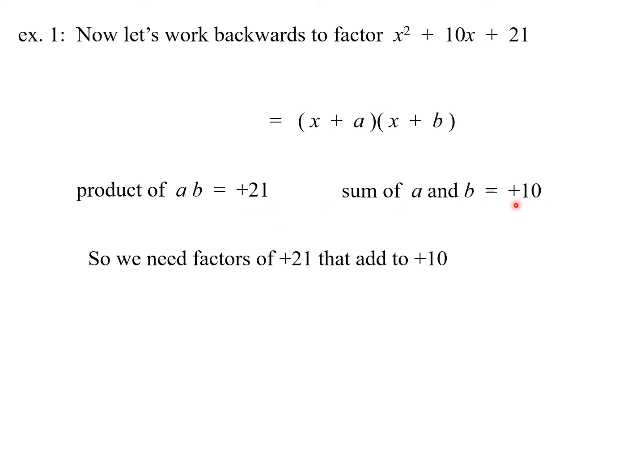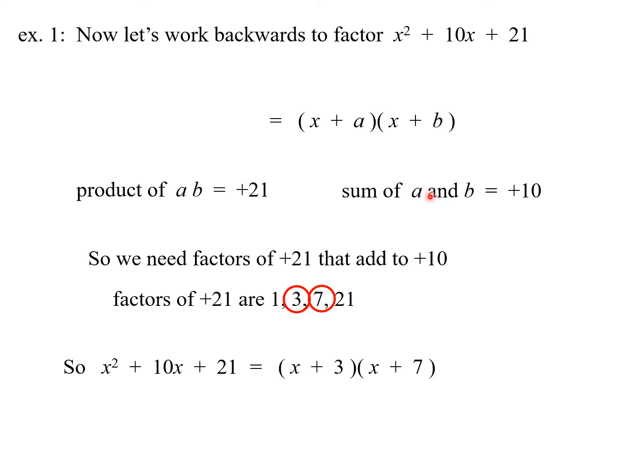Now if we listed the factors of positive 21, they would be 1, 3, 7, and 21. 1 times 21 is 21, 3 times 7 is 21. And the two factors that add to positive 10 are 3 and 7. So 3 is the a and 7 is the b, or vice versa. And so then we can write x squared plus 10x plus 21 as the product x plus 3 times quantity x plus 7. And that is now factored.